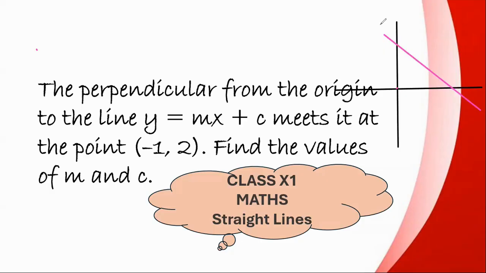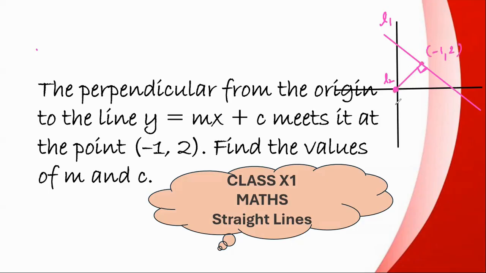Let's say this is line L1, and we have a perpendicular from the origin. Perpendicular means it makes an angle of 90 degrees with the line. So this perpendicular I am taking as L2. This perpendicular meets the line at the point (-1, 2).